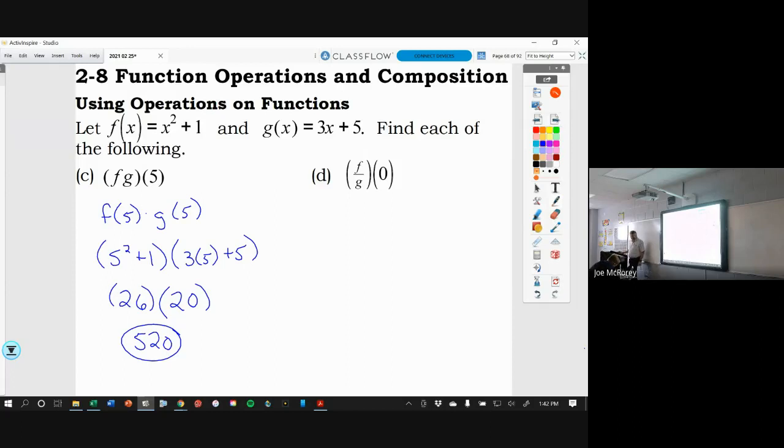And part B, we have f of 0 divided by g of 0. F of 0 is 1. G of 0 is 5.